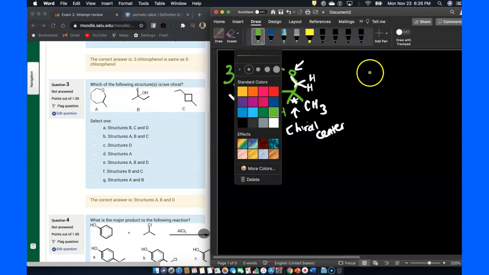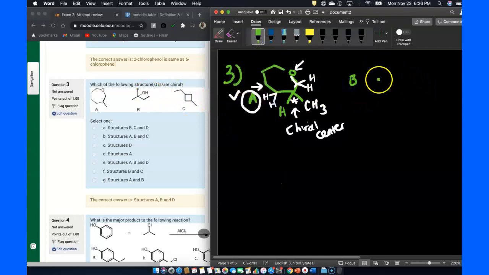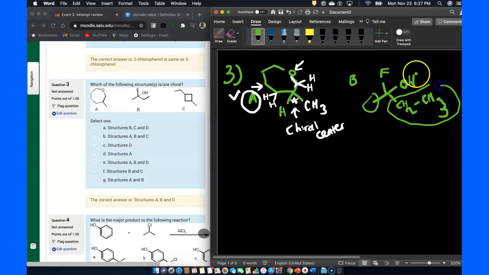Structure B, I do have a fluorine, I have a methyl, I have an OH, and I obviously have ethyl. So you can see this molecule is chiral because the CH3 is different from the CH2CH3, which is different from OH, is different from F, and that's what we are looking for.